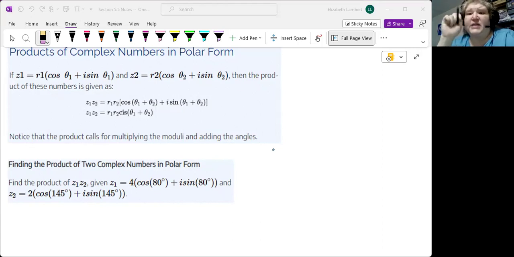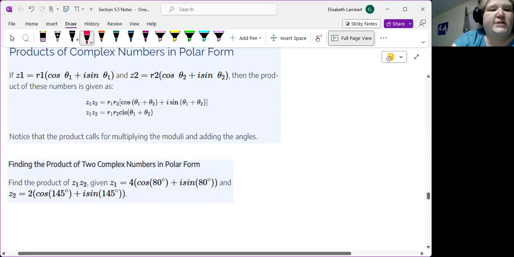But the i times i squared will give us a negative. Crazy stuff happens, but we end up with the cosine of theta 1 plus theta 2 plus i sine of theta 1 plus theta 2. So I multiplied these two numbers, which with vectors, multiplication does a specific thing. I only have to add the two angles and I just multiply the radiuses. That is way easier than actually trying to multiply all that out.